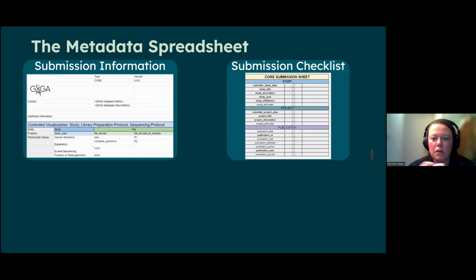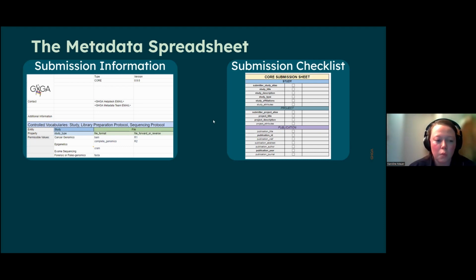We also included a submission checklist, and this is meant as an overview, and the submitter can see in one sheet what entities we are capturing, what properties we are capturing, whether these entities and properties are mandatory, optional, or conditionally mandatory. And the submitter can also go back to the submission checklist once they filled out all the spreadsheets, and then check off the little boxes to see what is still missing or what else can be submitted.